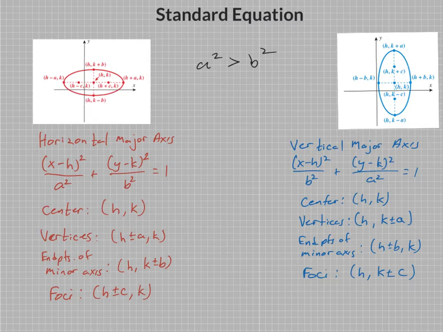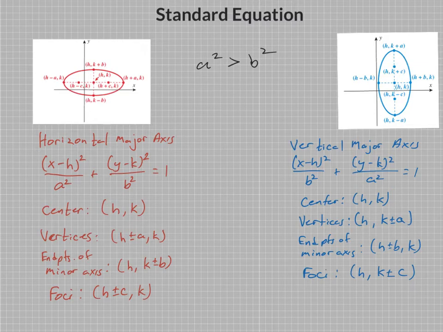vertex. And the endpoints of the minor axis are going to be at (h, k plus or minus b). So we're going to add and subtract b units from k to find the endpoints of the minor axis. The last thing we have is the foci. The distance from the center to each focus is equal to c units. And they lie on the major axis, so the foci are going to be at (h plus or minus c, k). So that's for the horizontal major axis.